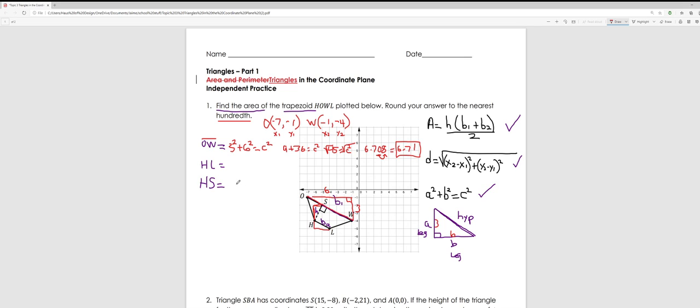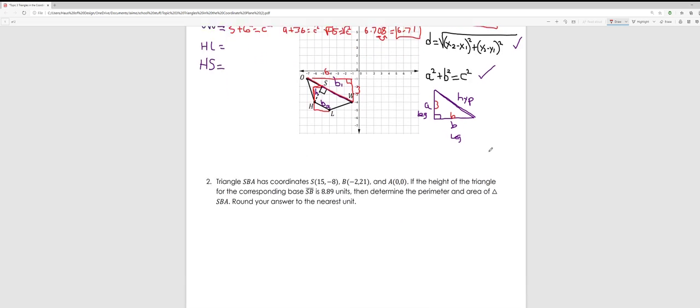Once you find your bases, OW will be a base, and HL will be your other base, and your height is HS, you go ahead and plug it into your area formula. Okay, area of a trapezoid. You want to add the two bases, multiply by the height, which is HS, and then divide by 2, and that's it. That's how you're going to find the area for this trapezoid. Okay, hopefully that will help you there.